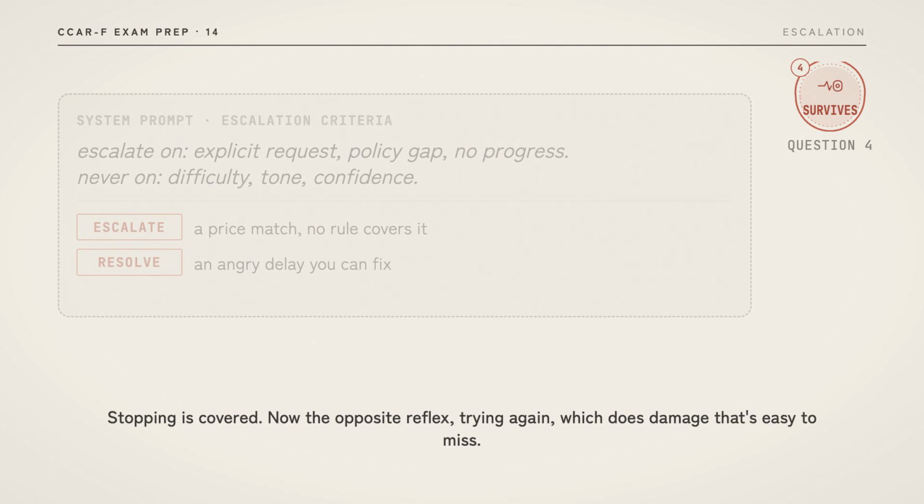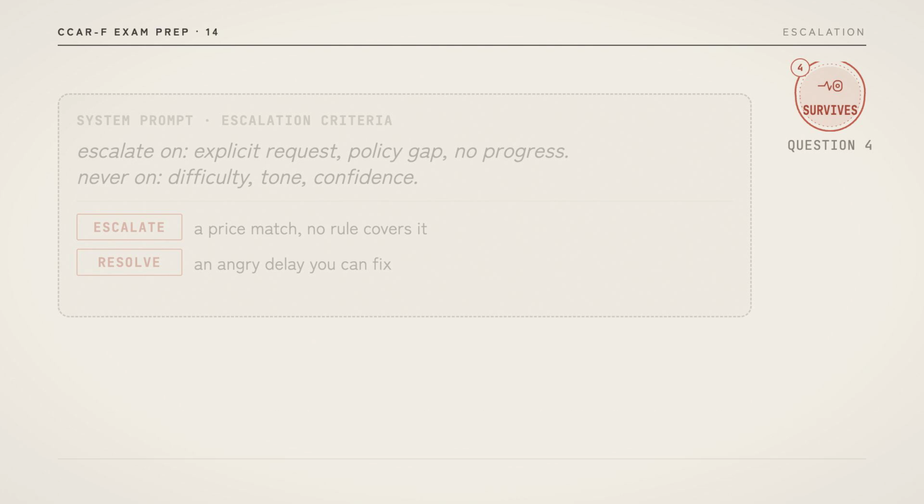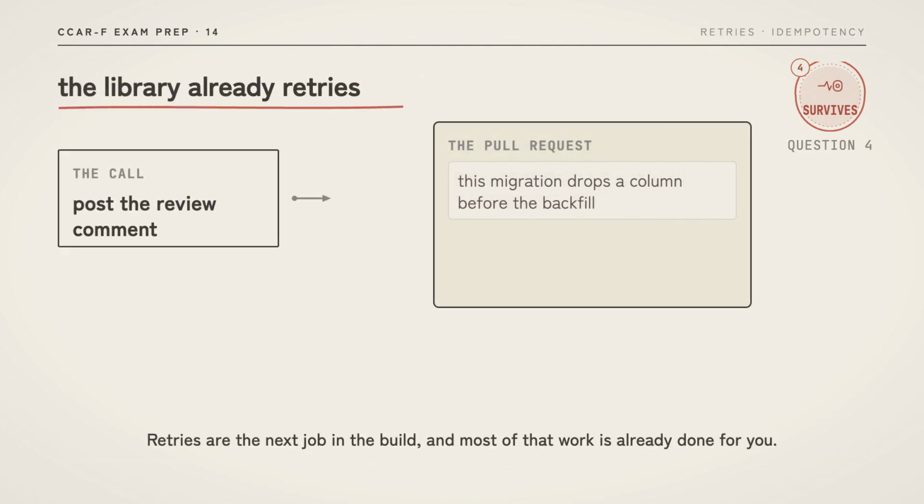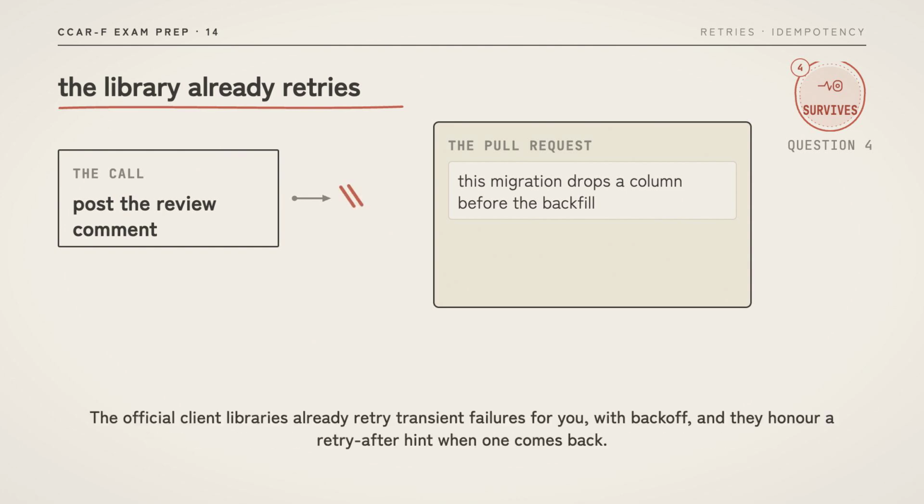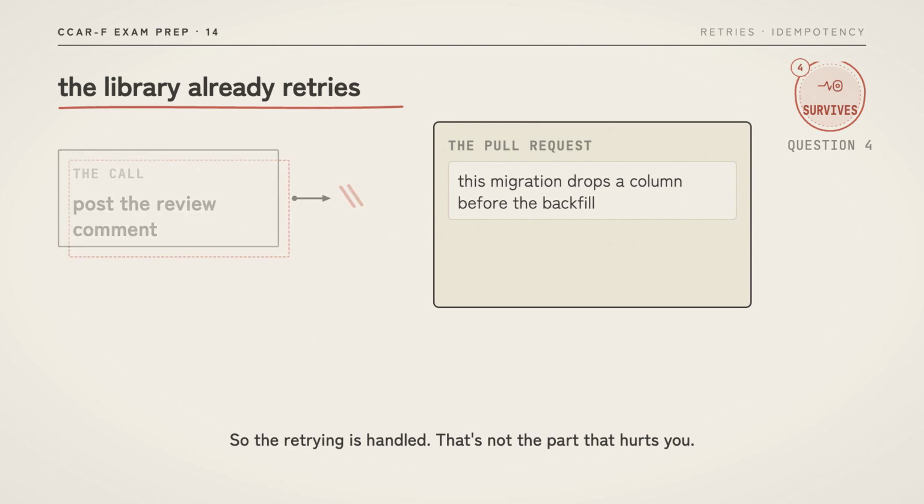Now the opposite reflex, trying again, which does damage that's easy to miss. Retries are the next job in the build, and most of that work is already done for you. The official client libraries already retry transient failures for you with backoff, and they honor a retry after hint when one comes back. So the retrying is handled. That's not the part that hurts you.